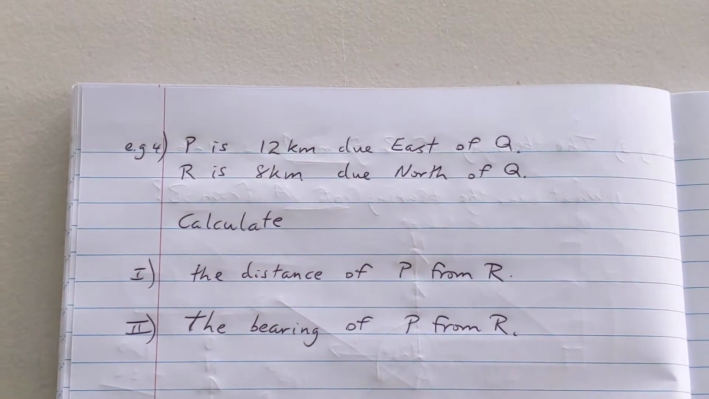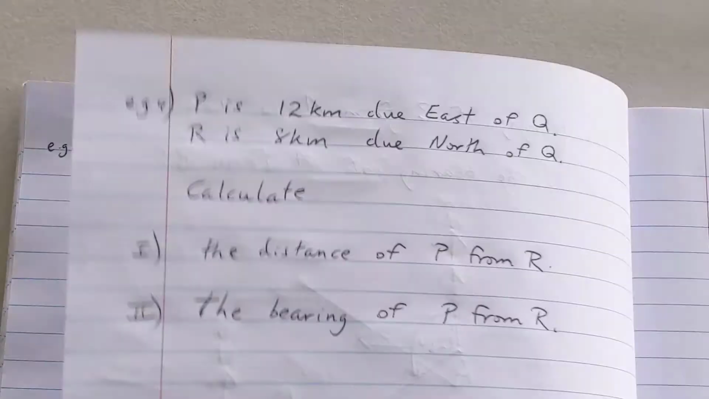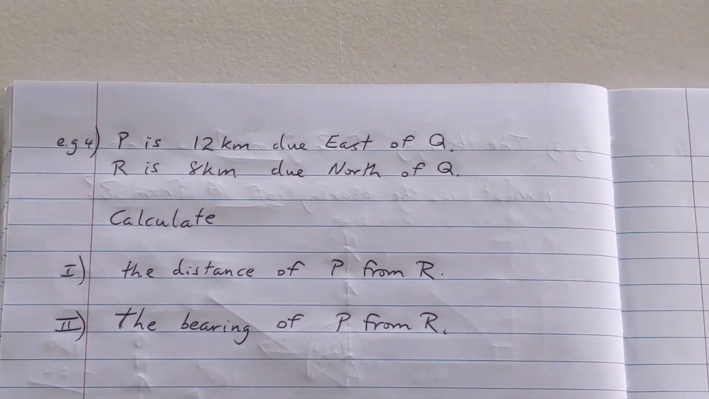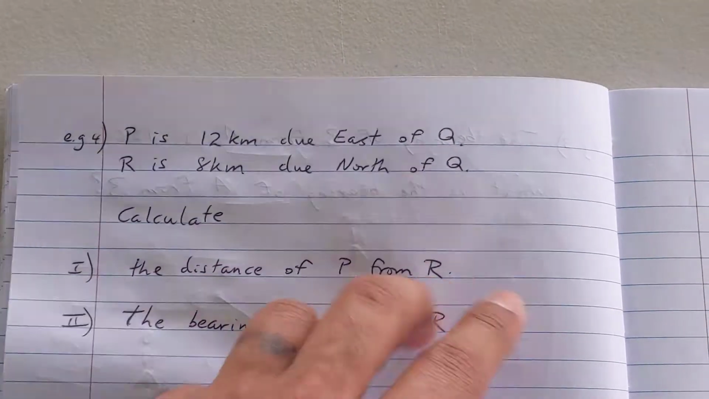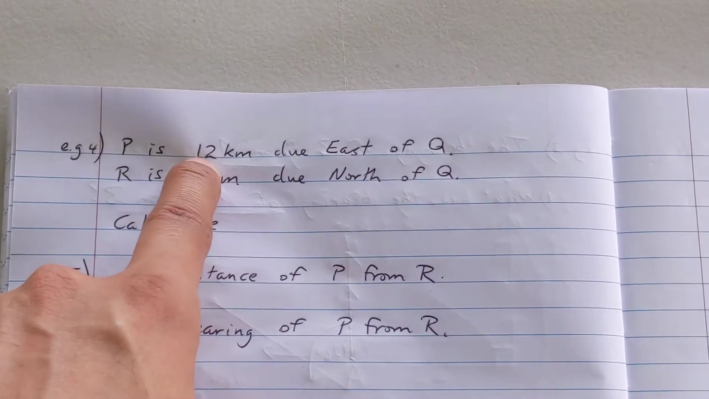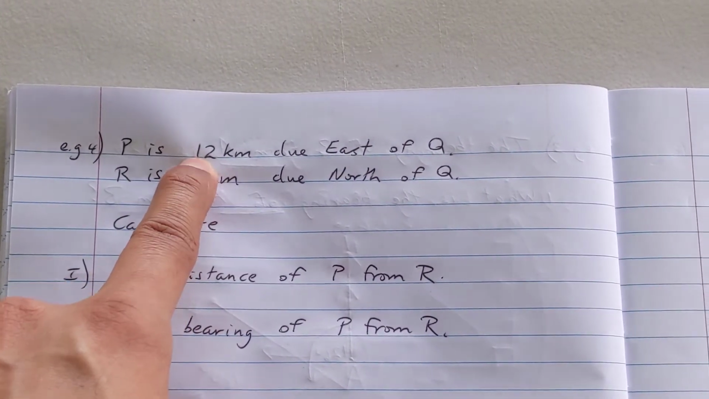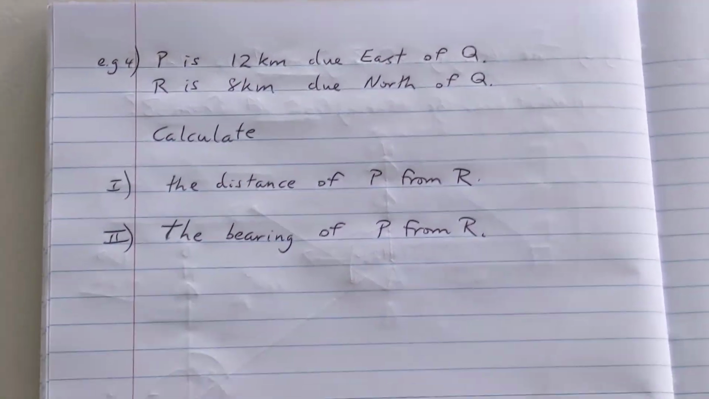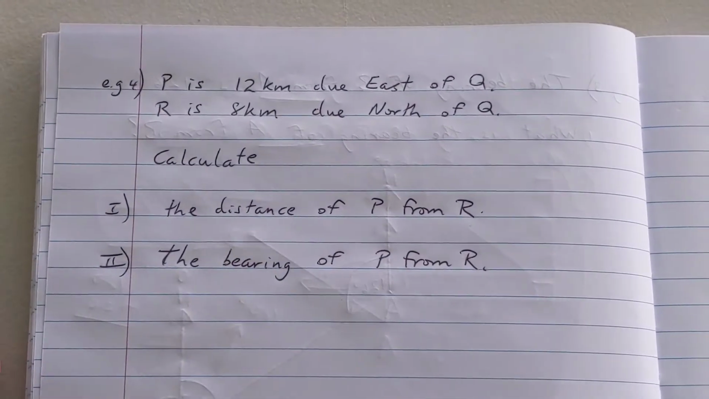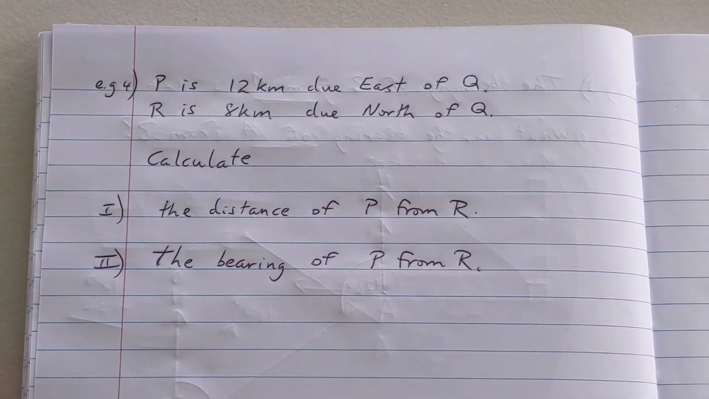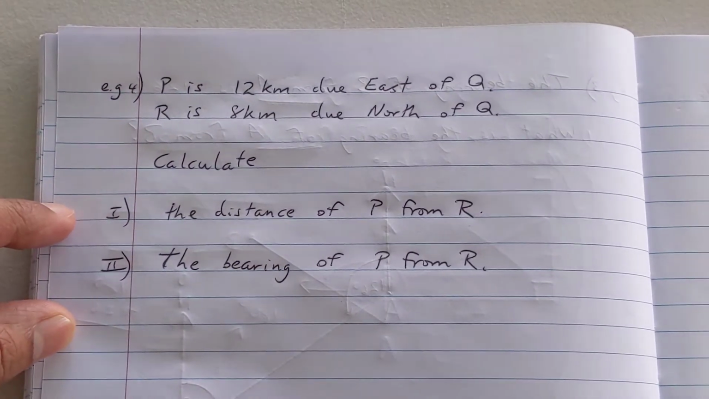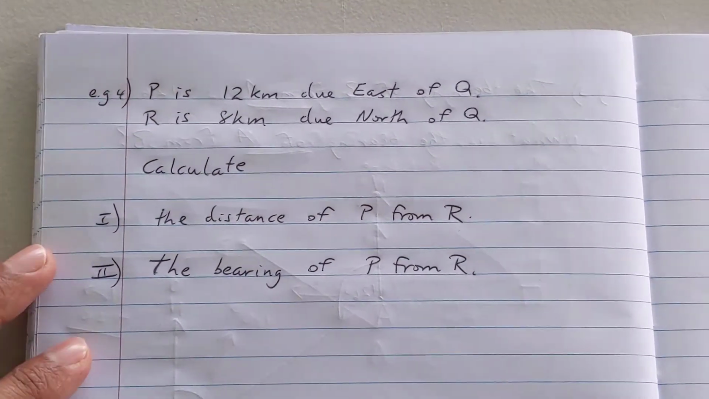Last example before we look at some past paper questions: this one was more with geometry, and this one is going to be with trigonometry now. So these are the trigonometry aspects of it. P is 12 kilometers due east of Q. You realize we have lengths now. The others didn't have lengths, it was just angles. So P is 12 kilometers due east of Q. R is 8 kilometers due north of Q. And I have two things I want to find out: the distance of P from R and the bearing of P from R.